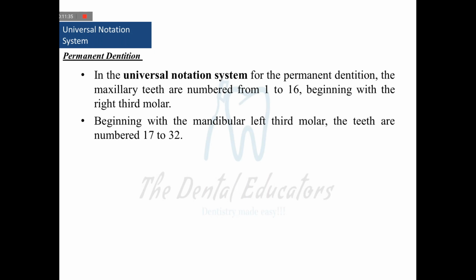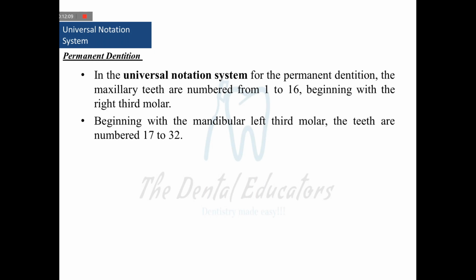So for the maxillary arch we count teeth from 1 to 16, whereas for the mandibular arch, in the same way as we did in the deciduous dentition, we start to count the teeth from the third molar on the left hand side and we continue to count towards the right hand side. As we have 16 teeth in the mandibular arch as well, we count the teeth from 17 to 32 to count all of the 32 teeth in the oral cavity.